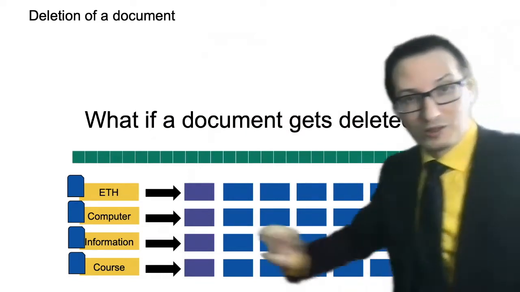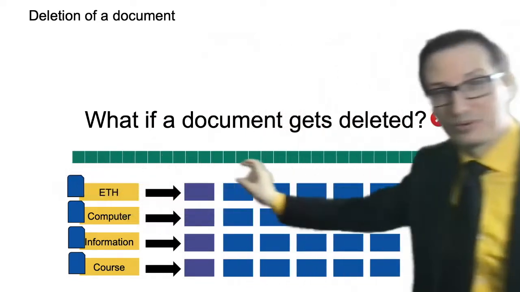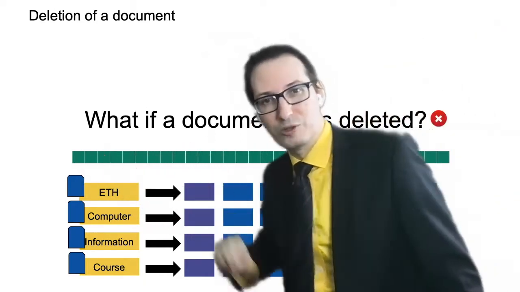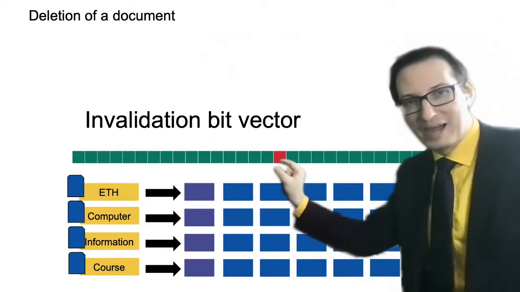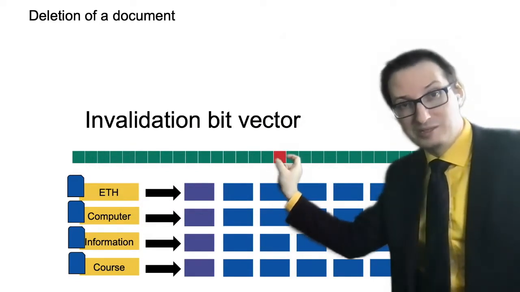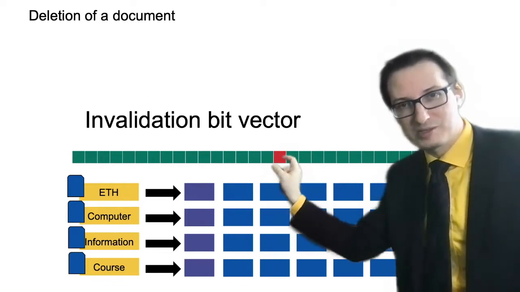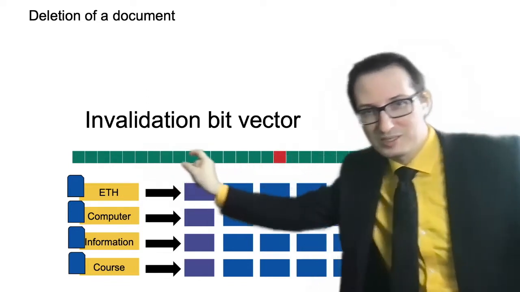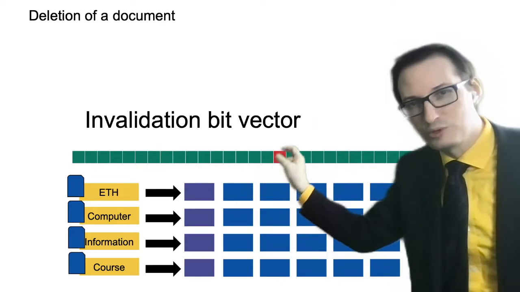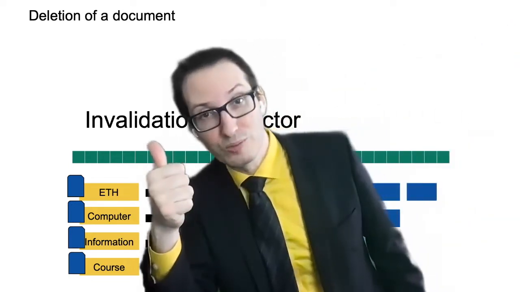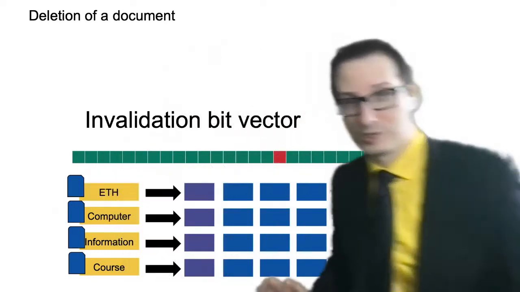Well, this can be done with a bitmap like this. So it's just an array in memory with 1 bit for every document. And I can mark a document as deleted. That's also called an invalidation bit vector. So it's zeros and ones. It's a 1 if the document is still there, and I flip it to a 0 if it gets deleted. And this is in memory. This is 1 bit per document, right? That's not so much space, right?